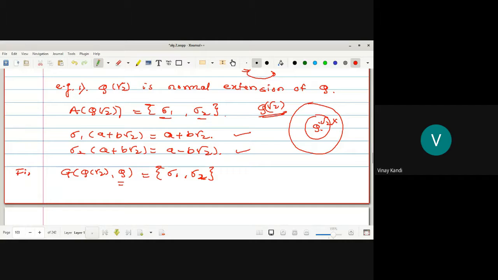Fixed field of G. Fixed field of this set must contain this Q. Okay, but we don't know whether this is equal to Q or not. Fixed field of G is the fixed field of GKF. F is contained in the fixed field of GKF.